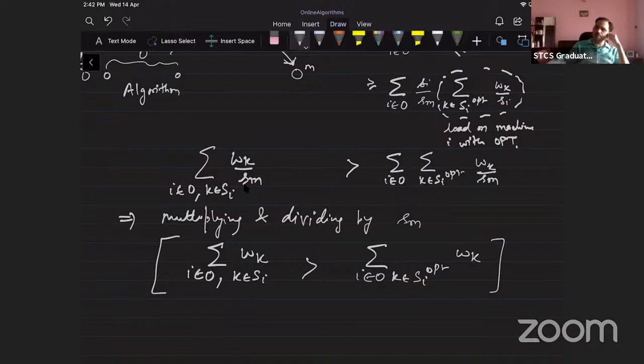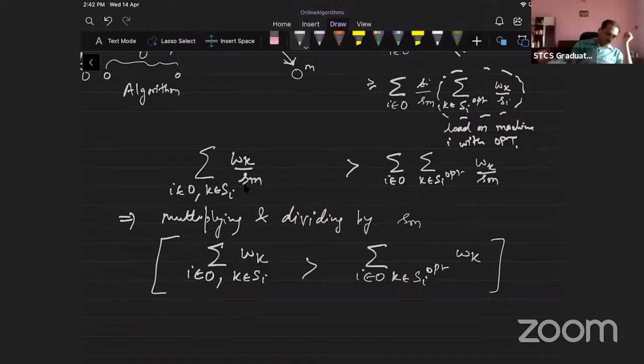Sum of loads of machines in set O, as given by the algorithm. That's all. And on the right-hand side, it is done by the OPT. Now, the fact that this is greater, what does it tell you? That there is some job which has been assigned by the algorithm to set O, which has not been assigned by the OPT to set O. That is essentially what it means.